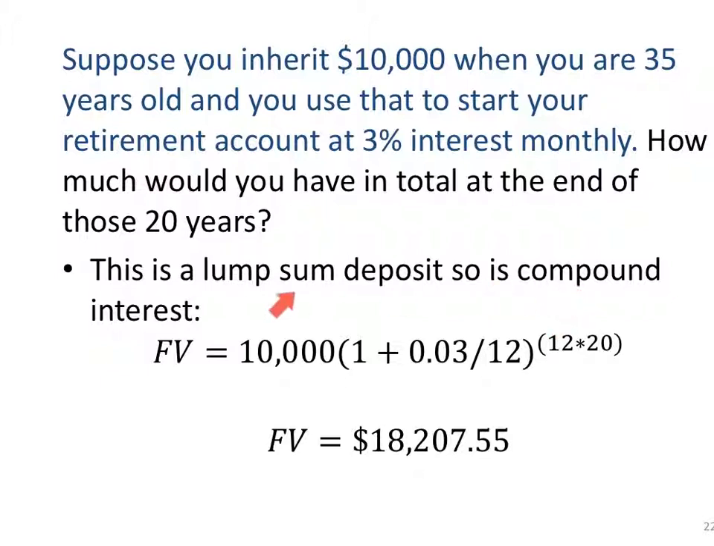The compound interest formula is FV equals PV times 1 plus I to the power of N, or MT. So the $10,000 is our present value. That's how much we have. We're going to put it in our account. We're going to make this happen. Parentheses 1 plus I, 3% is 0.03. Monthly is divided by 12. To the power of monthly for 20 years. That $10,000 after 20 years has now grown to $18,207.55, which is pretty cool on its own.